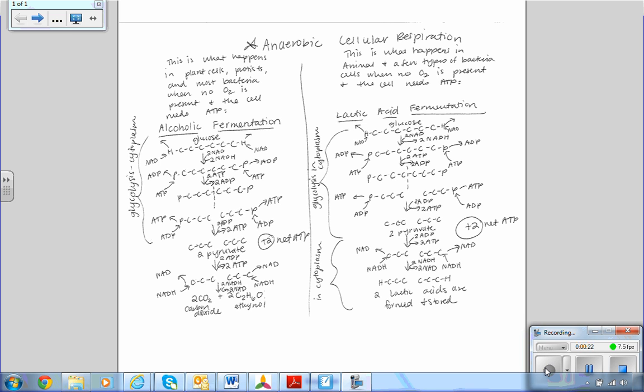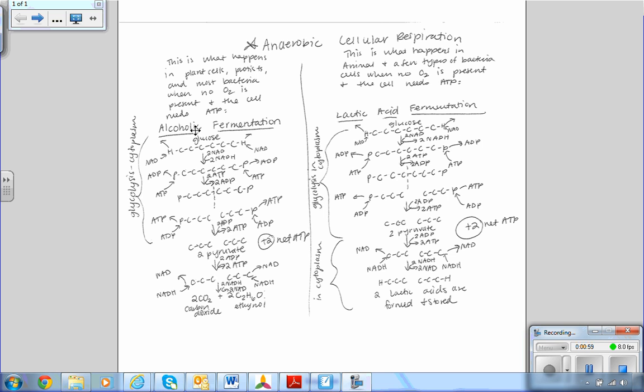So that can mean in plant cells when there's no oxygen available, in animal cells when there's no oxygen available, fungus, bacteria, any type of cell where at that moment there is no oxygen available. What's going to happen is that after the cell has gone through glycolysis, instead of the 2 pyruvate moving into the mitochondrion, it's going to sense that there's no oxygen available. And so right there in the cytoplasm, alcoholic fermentation or lactic acid fermentation are going to happen.